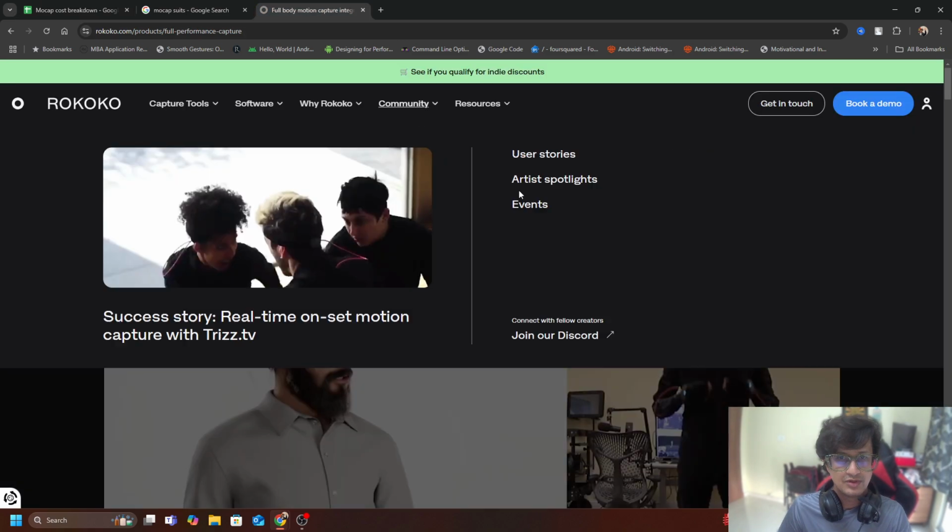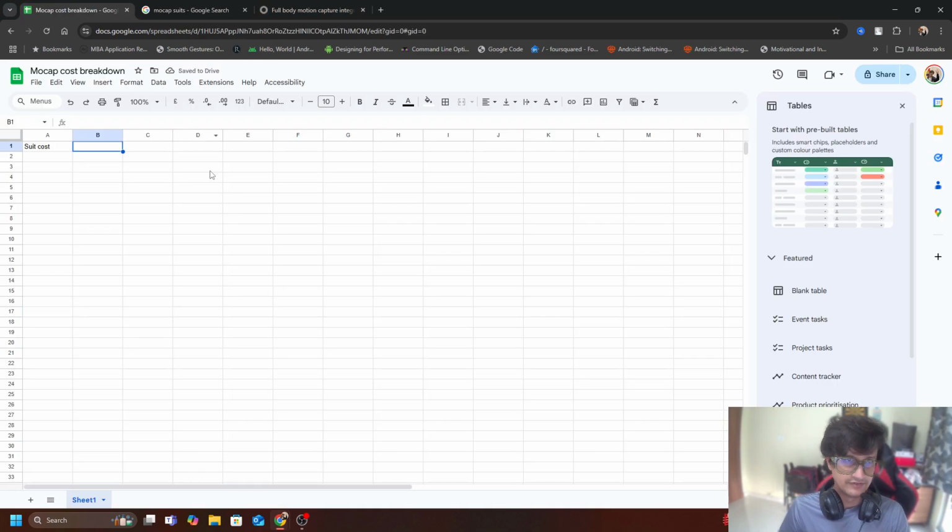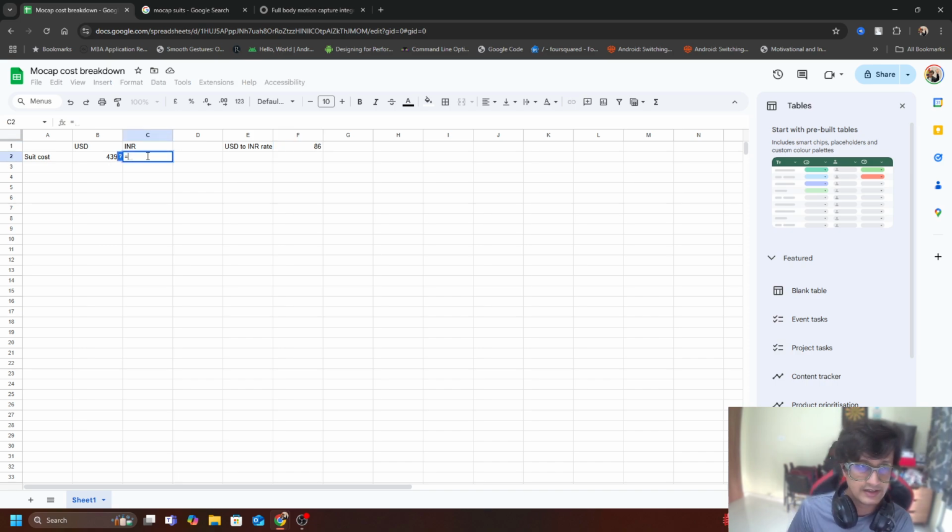Assuming we are buying the suit, the suit cost is going to be $4,395. Now I will also have these costs in INR, so I'm just going to move this down. This is mentioned as USD and this will be INR. For now we are taking the USD to INR rate at, let's say, 86. I will update this sheet so that there will be a formula that fetches the current value, but as of now, we are just relying on this data.